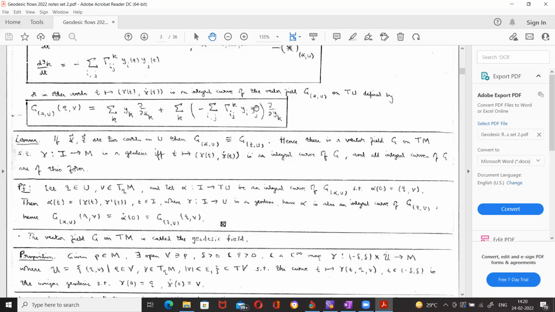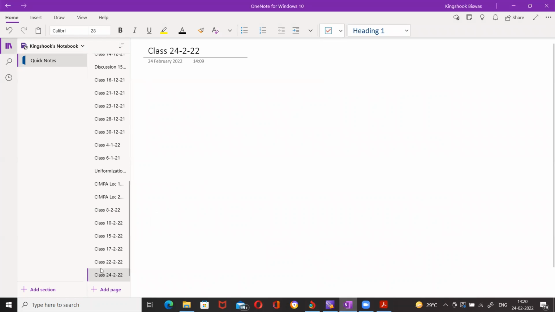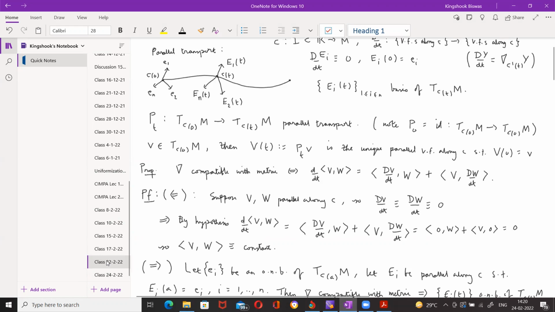Yes? Sir, how do you prove that all the integral curves of G are of this form? That's exactly what we proved in the proof of this proposition, right? We took alpha to be an integral curve of G, and we showed that it's of the form (gamma, gamma prime), where gamma is a geodesic, right? Yeah, so we did that at the end of last class. Let me just show you.